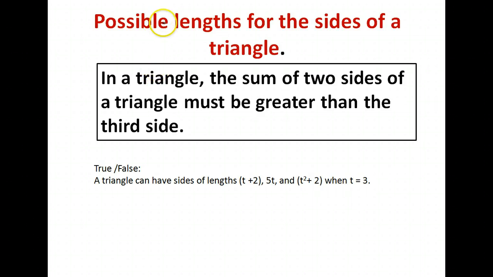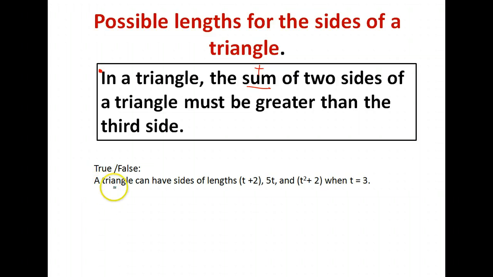All right, so first let's remind ourselves of this property we have for triangles, and it tells us the possible lengths for sides of a triangle. It states that in a triangle, the sum, which means to add, of two sides of the triangle must be greater than the third side. So any two sides, when you add them together, have to be bigger than that third side. That's the property we're working with in these examples.